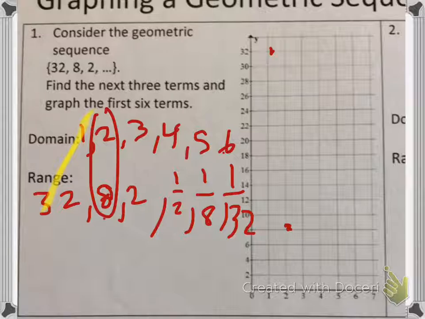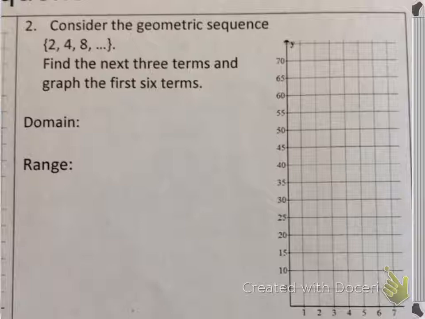I'm over 3 and up 2. I'm over 4 and up 1/2. I'm over 5 and up even less and less and less. So clearly not a line anymore on this one. So this geometric one was not a line. The 2 arithmetic ones I did though were lines. All right, let's take a look at the last one and see what happens.